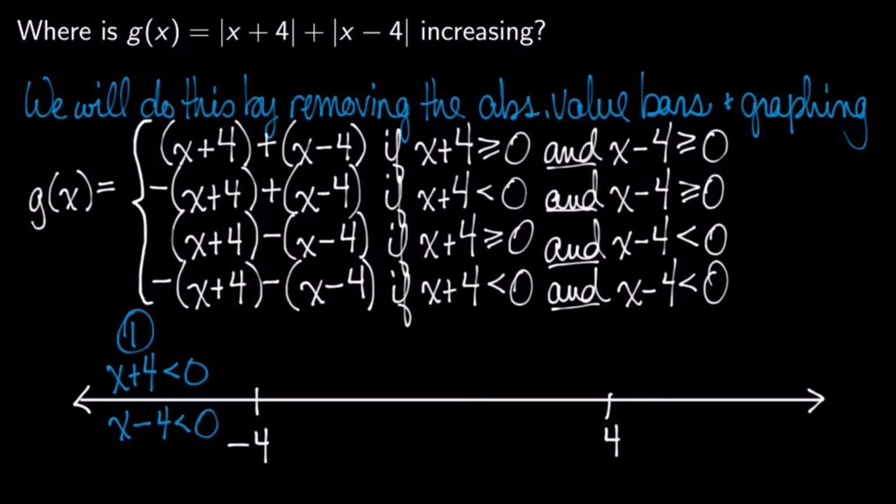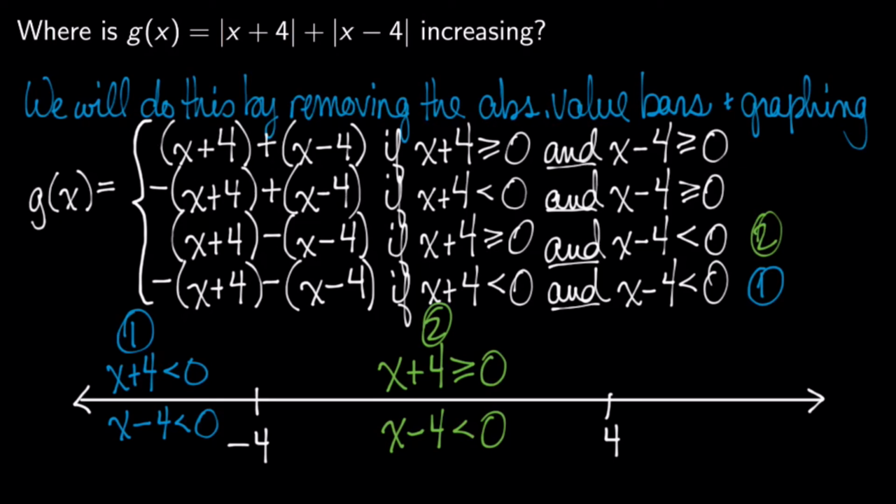So I'm going to call that region 1, and when x is in this region over here, we're going to use this bottom rule right here. So all of these x's go with this formula. In the middle here, between negative 4 and 4, it's the case that x plus 4 is actually going to be positive now. It switches from negative to positive. But x minus 4 doesn't change. It's still going to be a negative number. And so if x is between negative 4 and 4, I'm actually going to use the third rule. Okay, so those two are going to match up.